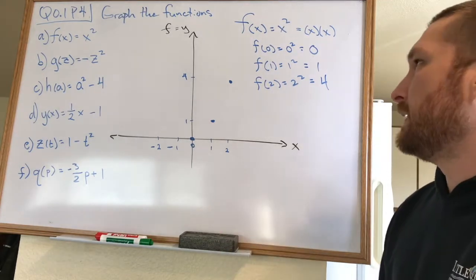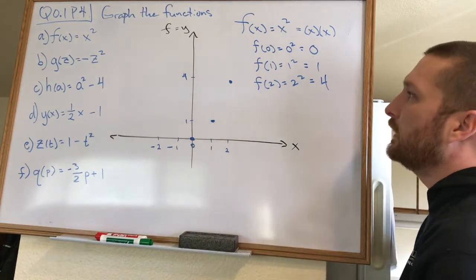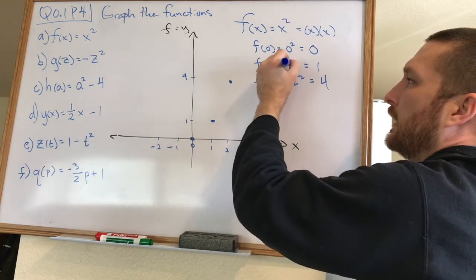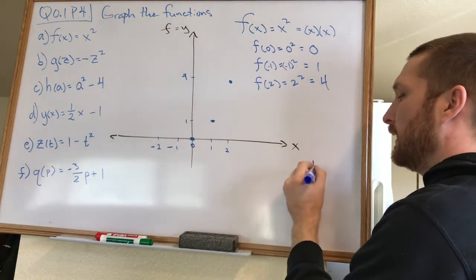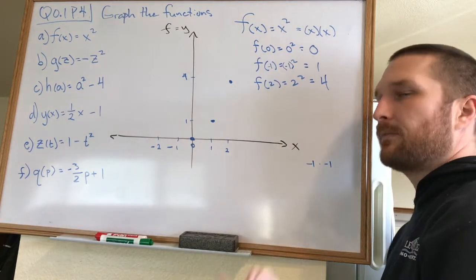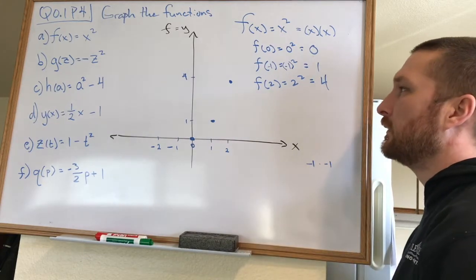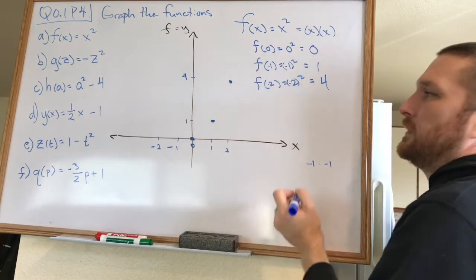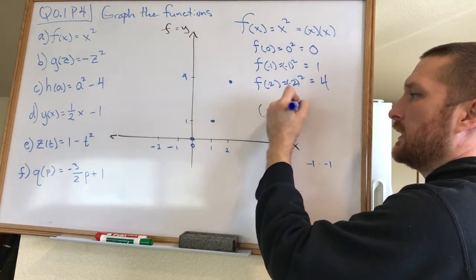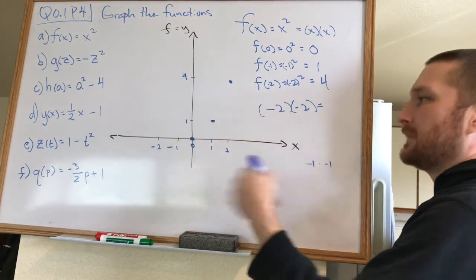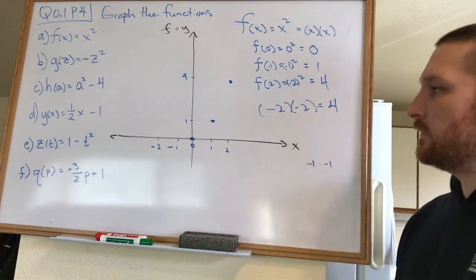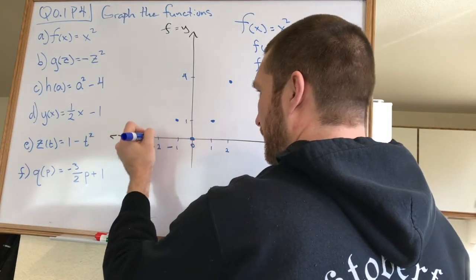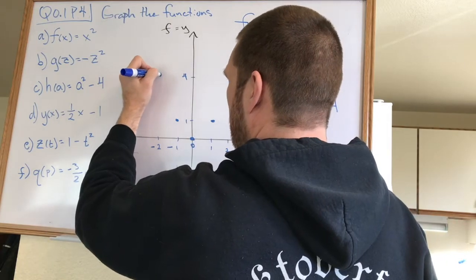Okay, what about when it's negative? Well, plug in a negative 1. I get negative 1 squared: negative 1 times negative 1, and a negative times a negative is a positive. We get positive 1. When I plug in negative 2, I get negative 2 squared: negative 2 times negative 2. Negative times a negative is a positive, so we get positive 4. So let's just plot these. At negative 1, it goes up to 1. At negative 2, it goes up to 4.